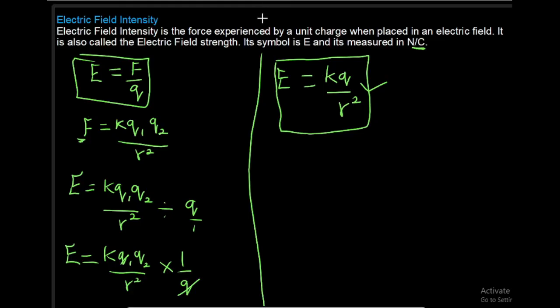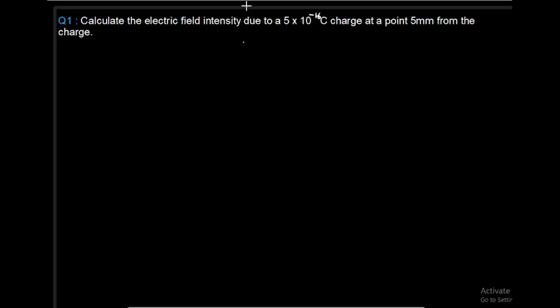Now we are going to look at some practice problems where we see the applications of these equations. Looking at this question, it says calculate the electric field intensity due to a 5 times 10 raised to the power of minus 16 coulomb charge. So we have the magnitude of our charge to be 5 times 10 raised to the power of minus 16 coulombs at a point 5 millimeters from the charge. Now they gave us distance, which is 5 millimeters from the charge. They say calculate the electric field intensity, so we are looking for E, and these are the parameters we're given.